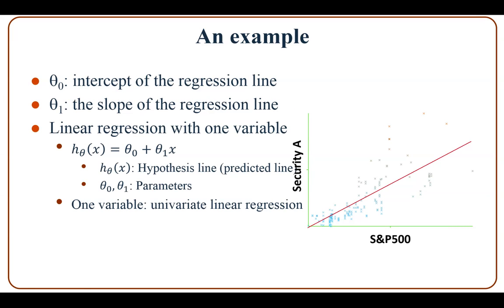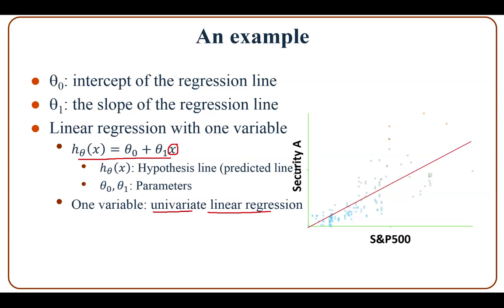The parameter theta naught is the intercept of the regression line, and theta 1 is the slope. So this is the hypothesis function with one variable. And because this is a regression with one variable, we call this univariate linear regression.